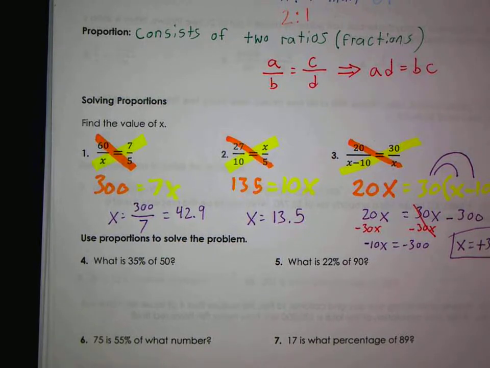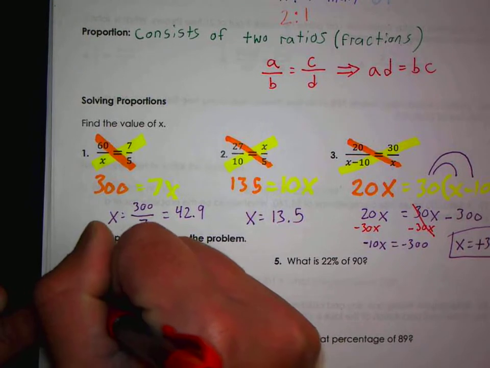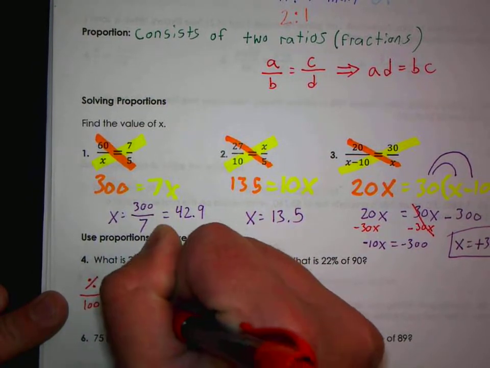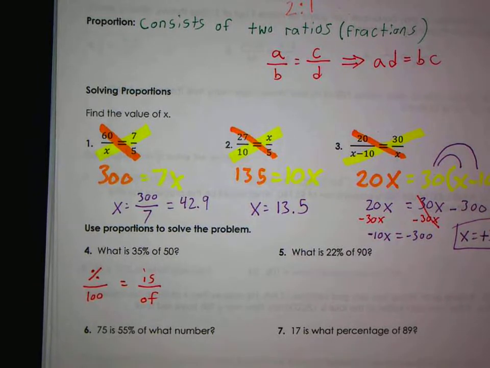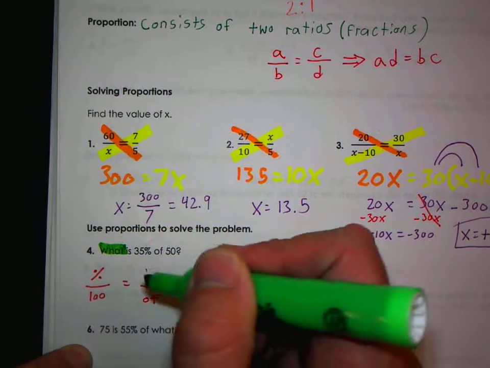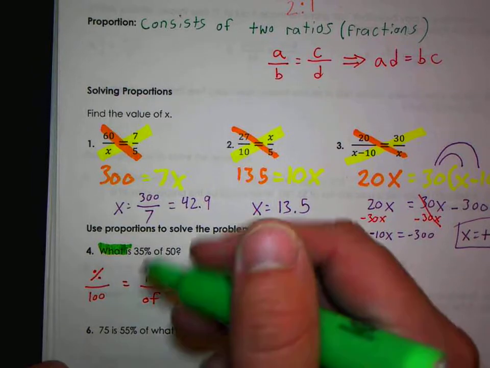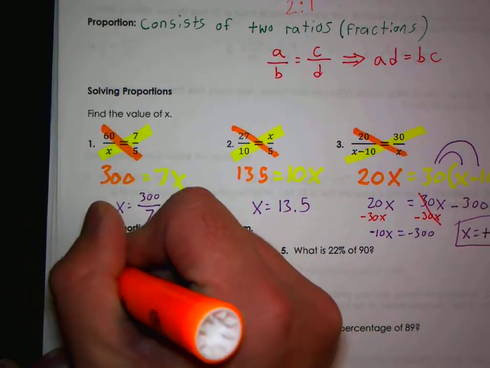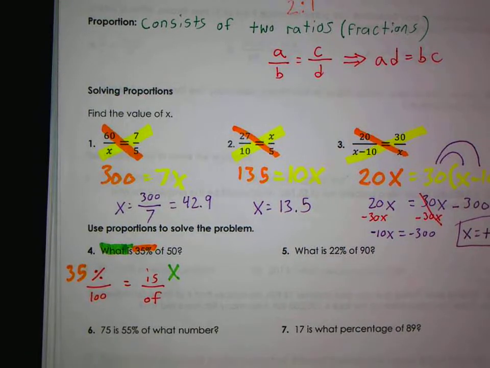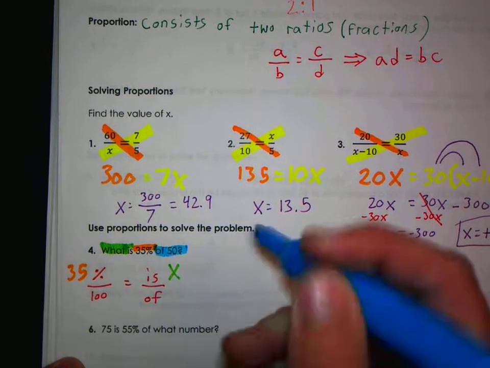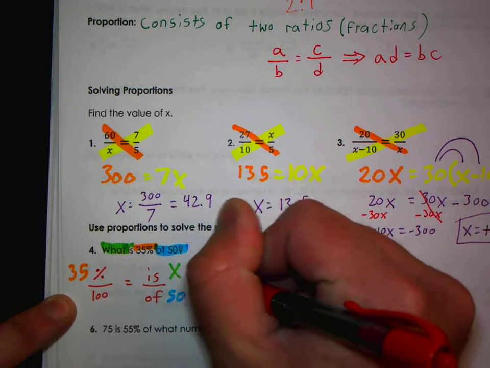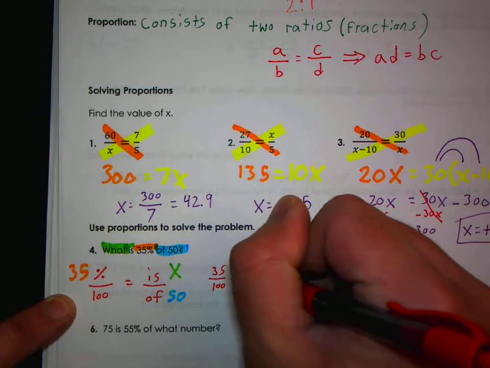So like this one, when I write down percent over 100, and it's always over 100 because percentages are out of 100, equals is over of, I start and it says, what is? Well, what is would be our variable, what we're trying to find out, right? So this would be our x. 35%, well, that says percent, so that goes here. Of 50, well, of 50 goes with the of. So our proportion we get is 35 out of 100 equals x over 50. You guys remember seeing that?